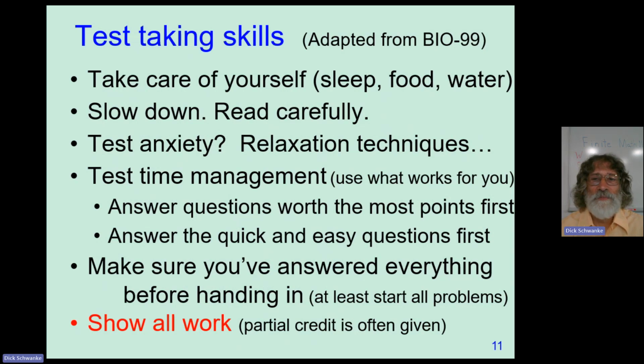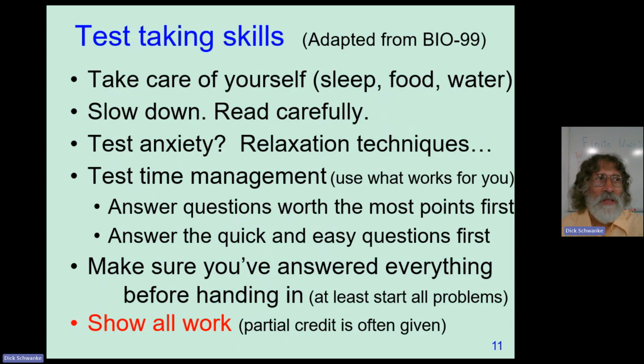Taking care of yourself, food, water, sleep, that's certainly important. Now, tests in general don't have a good reputation. Math tests particularly seem to cause people anxiety. So you have that. Let's try to relax ahead of class. Slow down, read each question carefully. Use whatever method works for you as far as how to take any particular test.